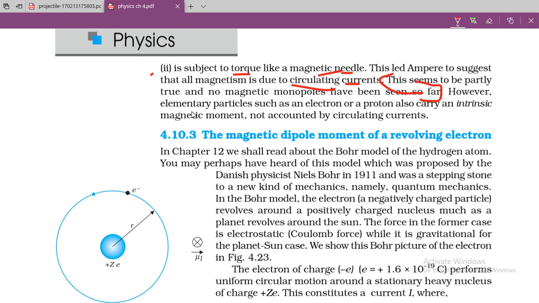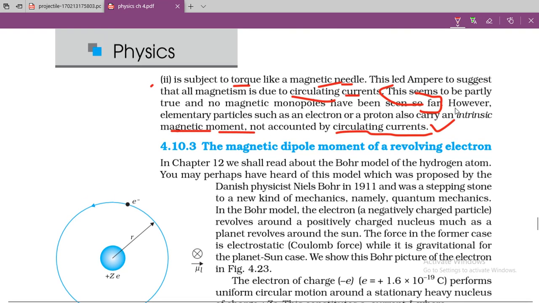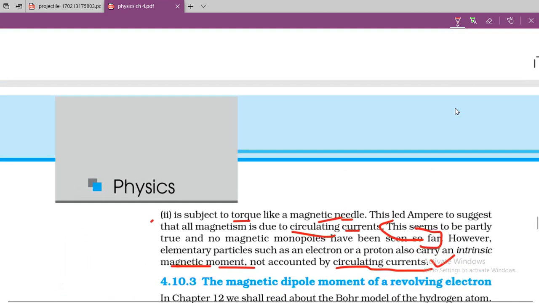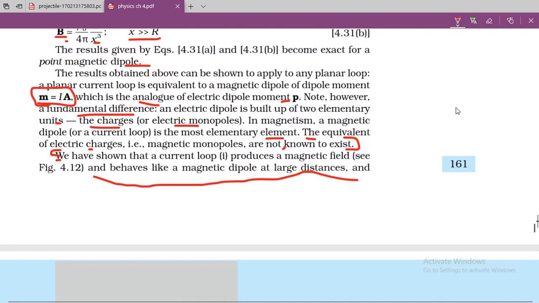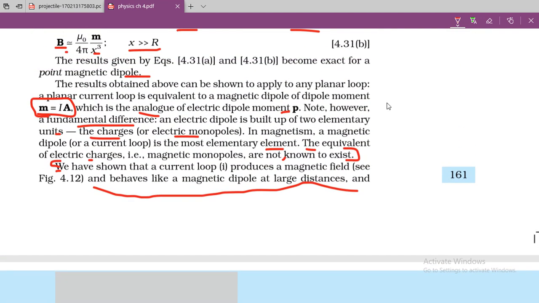However, elementary particles such as an electron or a proton also carry an intrinsic magnetic moment, not accounted by circulating currents. Okay, so you can see here, this is a very interesting result. Let me repeat these things once again because these are very important. So we are going to understand the fundamental difference here. This is the fundamental difference.